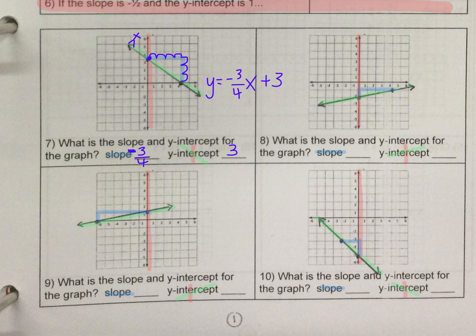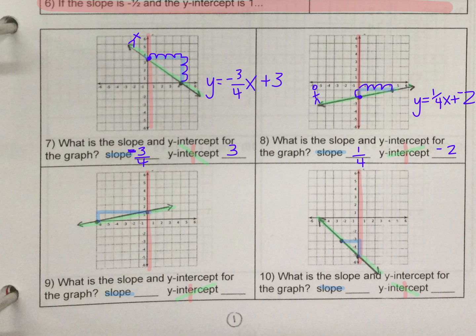Let's do the same thing for number 8. Red and green cross. They're crossing right there at negative 2. The rise 1 over 1, 2, 3, 4. 1 over 4. If I had a little guy standing here, he would have to go up the mountain, so it's positive. So my equation for this line is y equals 1 over 4x plus negative 2.